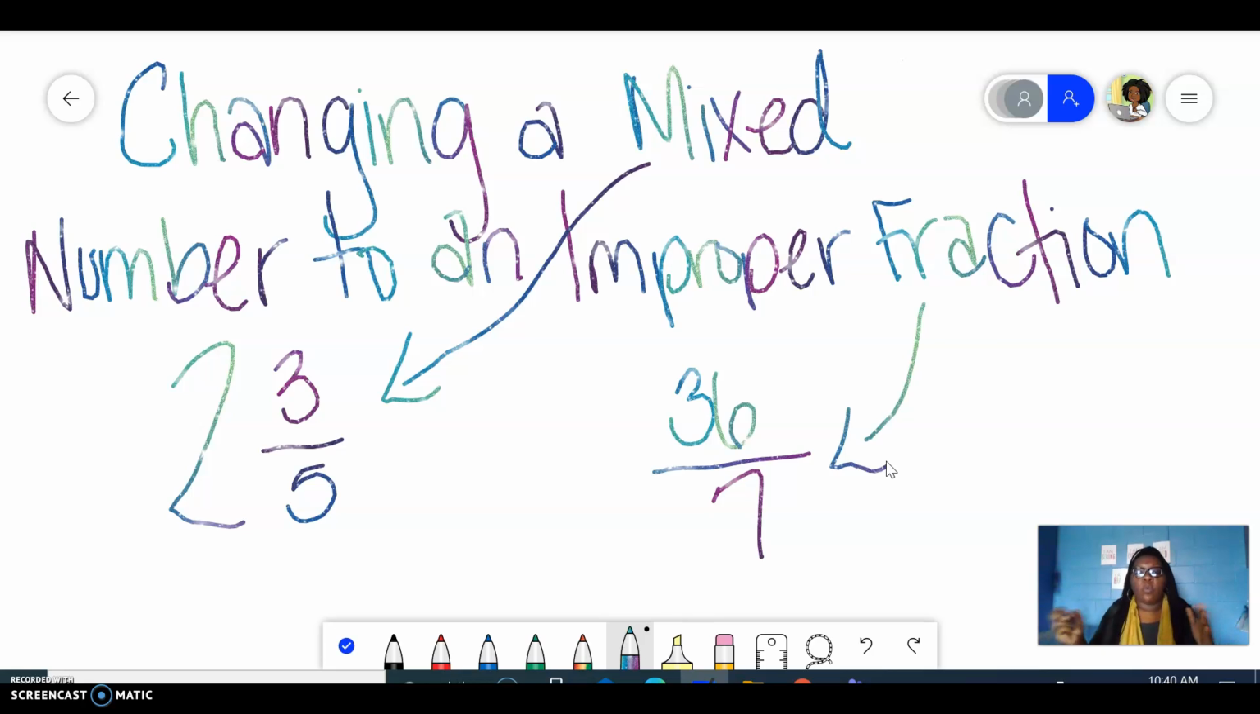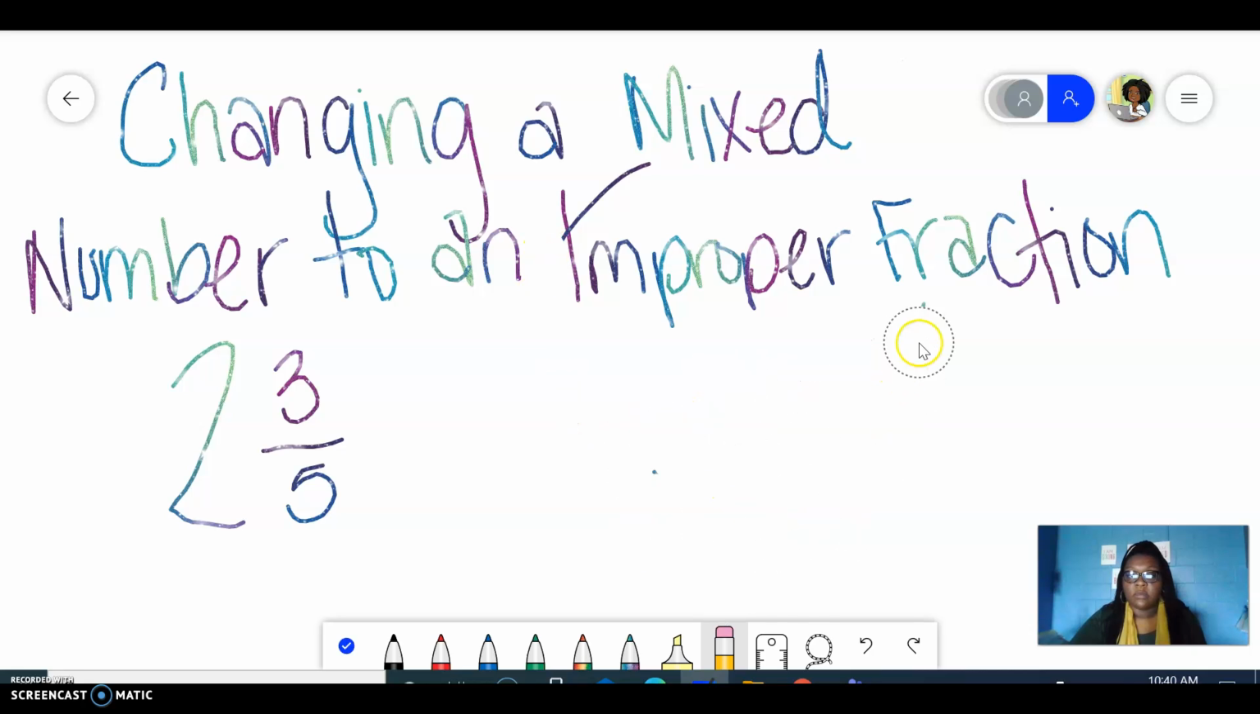So today we're going to be working to change a mixed number, translate a mixed number to an improper fraction. So let's get to work. Okay. So we're going to be changing 2 3/5 to an improper fraction.